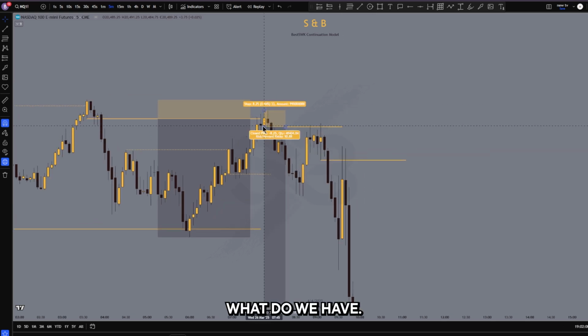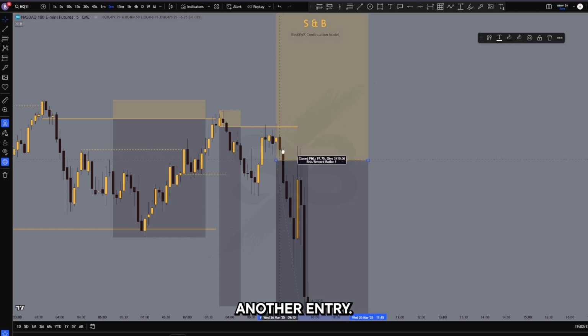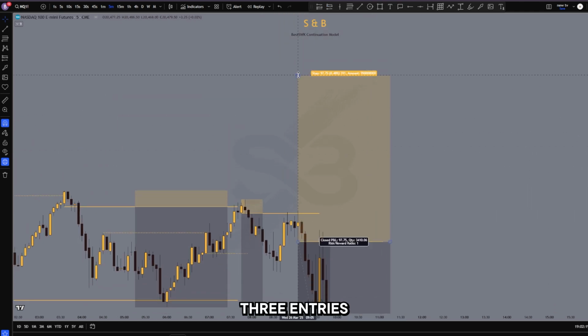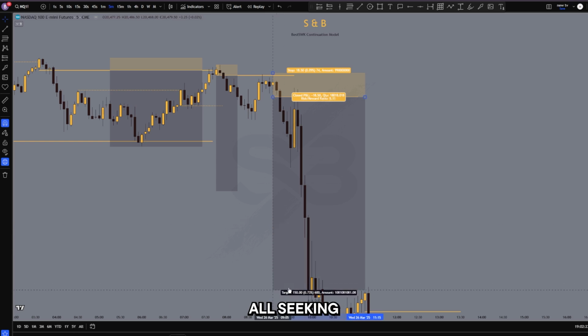Then what do we have? The order block comes here. We make a new order block again here. You have a high, you have another high. We sweep both of those. We make the new order block. We close below. New change in state of delivery here. Once again, we come back up, retap, and that's another entry. We have 3 entries back to back in the relative same area, and they're all seeking the same target.